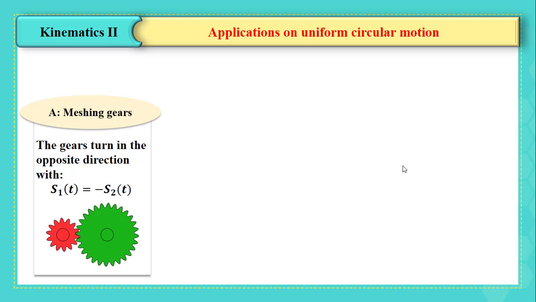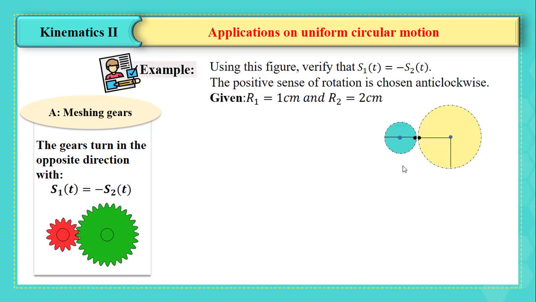First, what is a gear? A gear is a rotating circular machine having teeth. Let's talk about meshing gears. A meshing gear is usually composed of two gears in contact, meshed with each other, so that one of them is capable of driving the other. Using this figure, verify that S1 of t is equal to minus S2 of t. The positive sense of rotation is chosen anticlockwise.